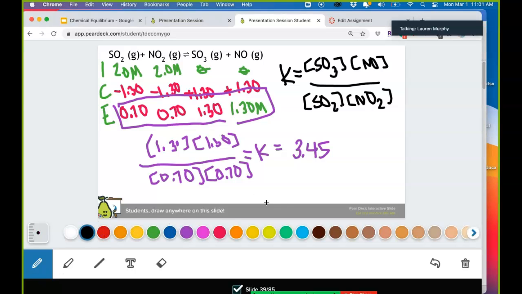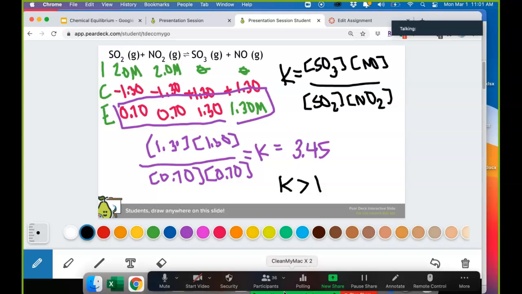So this would be termed as K greater than 1, meaning K is bigger. A larger value for K means the reaction is favoring the products. There are more products at equilibrium than there are reactants. All right, so this way to find the equilibrium constant is just a little bit more work because I didn't give you all equilibrium values. I gave you some starting values and then one equilibrium value, and we had to work around that.